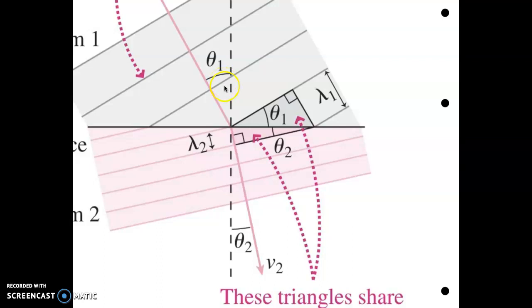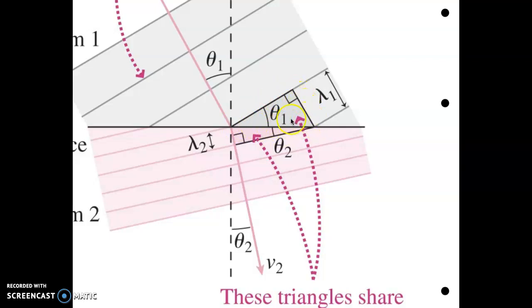Okay, you might need to review your high school geometry, and you can use that to argue that if this is theta 1, then this angle in this triangle must also be theta 1. Likewise, you can argue that if we have another right angle triangle here, this side is the wavelength lambda 2, and if this angle is theta 2 here, then using geometry this angle on this second right angle triangle must also be theta 2.